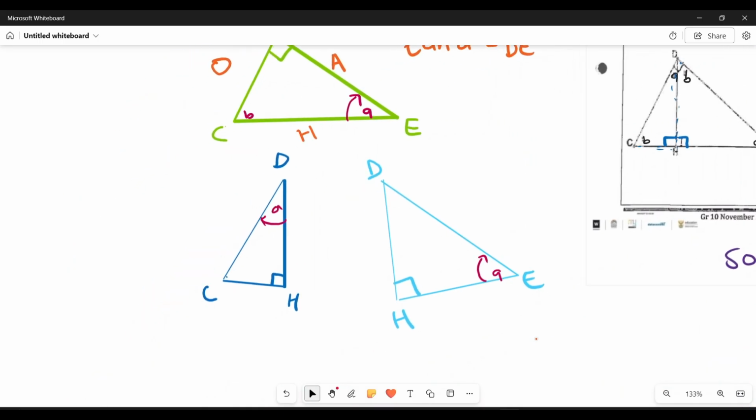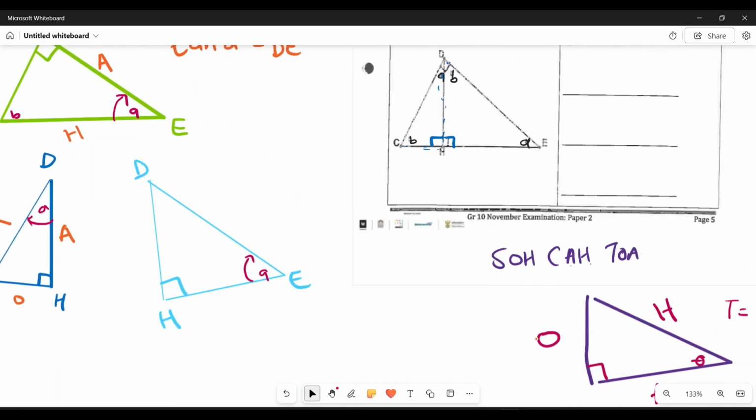Now I need to do this for all these triangles. So now this line here, CH, because it's opposite to angle A, is going to be my opposite. And this line DC, because it's opposite to 90 degrees, is going to be my hypotenuse. As a result, this here would be my adjacent. Now remember, I'm interested in tan A.